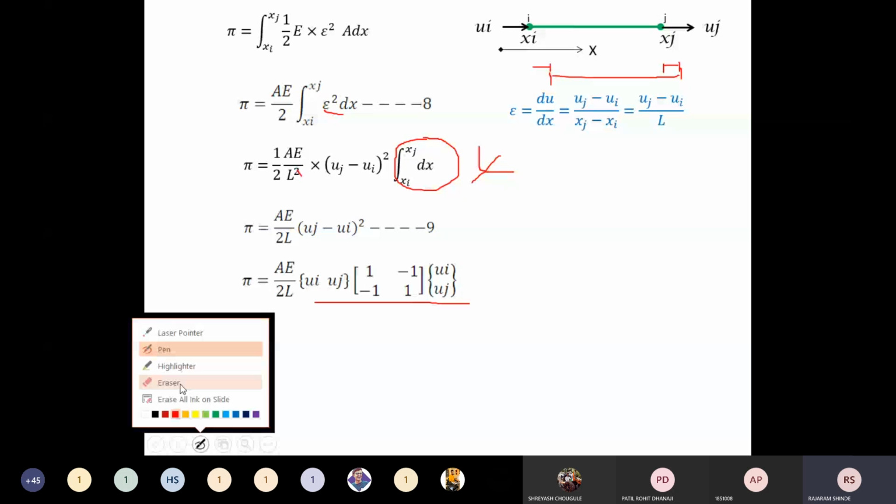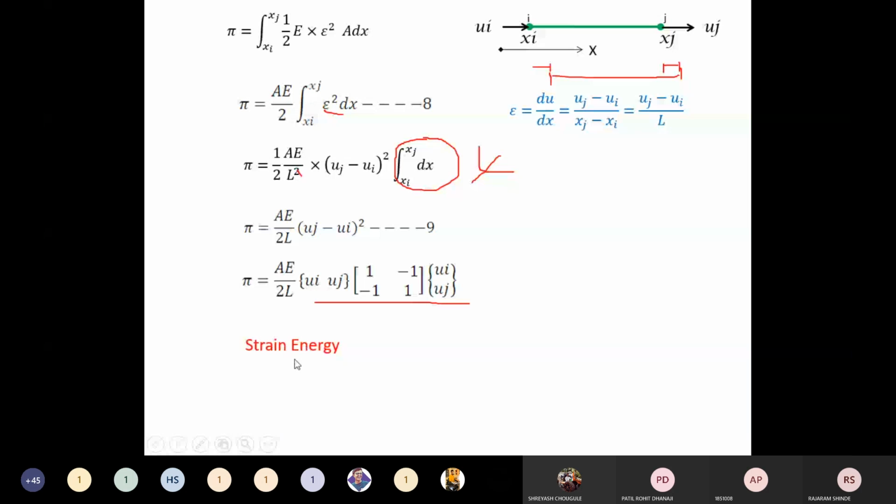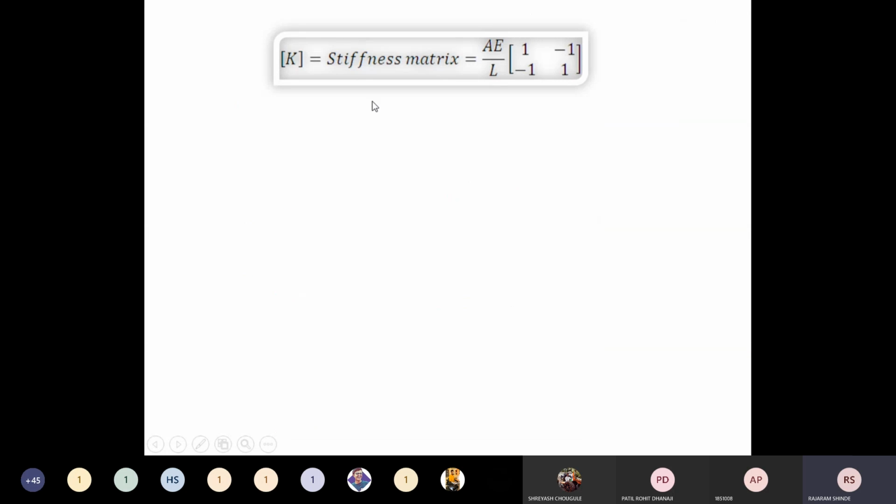Now you can see here, your strain energy equation becomes half U transpose K U. How it becomes, I will show you. Half is as it is. For ui uj, I have replaced it by a single notation, capital U. This capital U is the nodal displacement matrix, and K is your stiffness matrix. When we multiply AE by L to this matrix, you will get AE by L, minus AE by L, minus AE by L, AE by L, that is your K matrix, and this U matrix is your nodal displacement matrix.